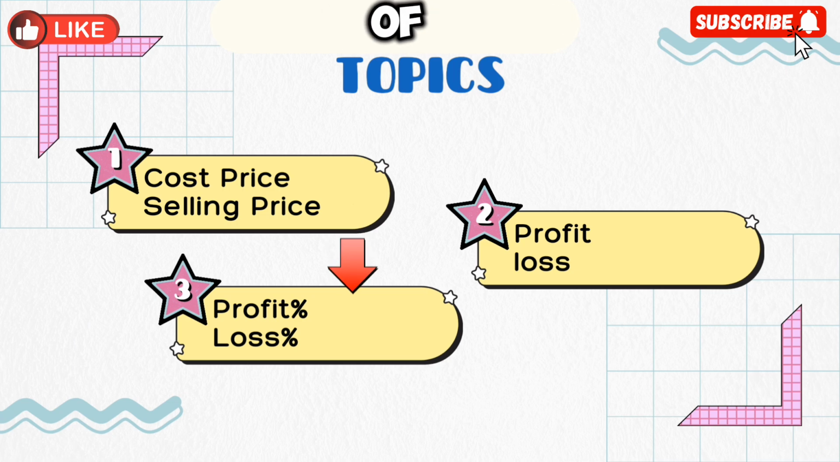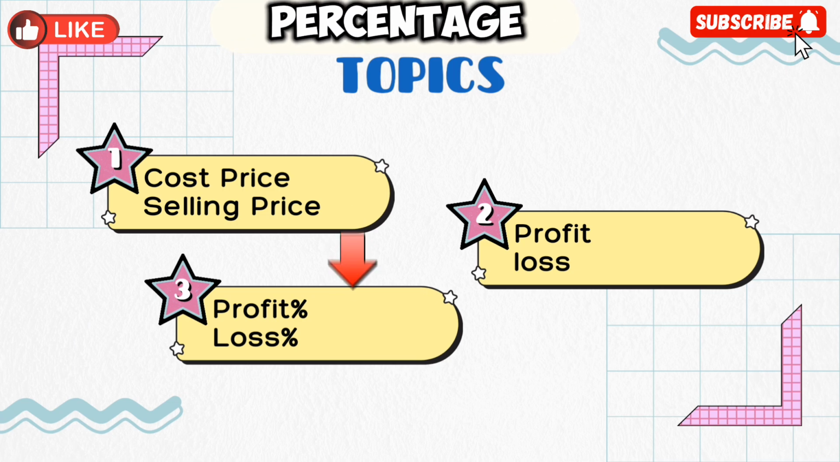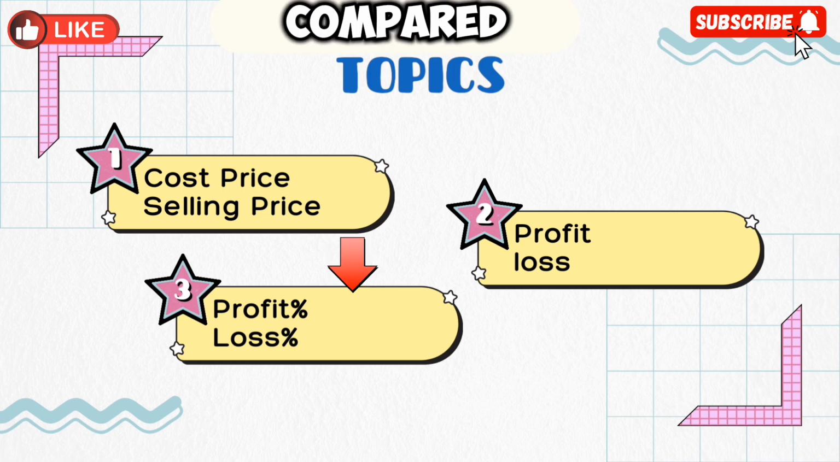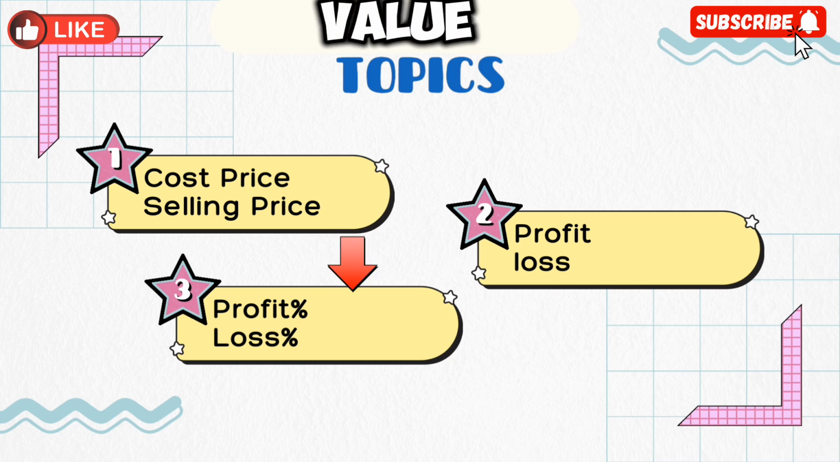Now it's time for our third topic, profit percentage and loss percentage. Profit percentage is the percentage increase in value compared to the cost price, while loss percentage is the percentage decrease in value compared to the cost price.